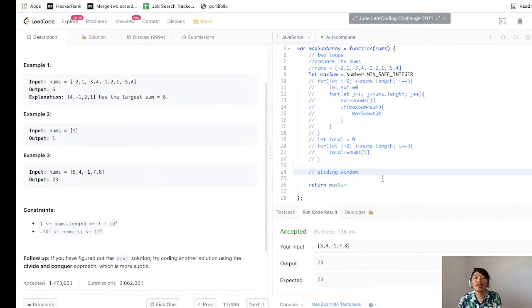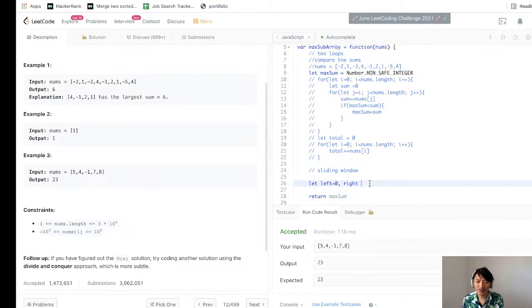It's a good technique, and it has a lot of use cases. Okay, so let's start. We will define the left and right. Maybe left should be 0, and right equals left plus 1.